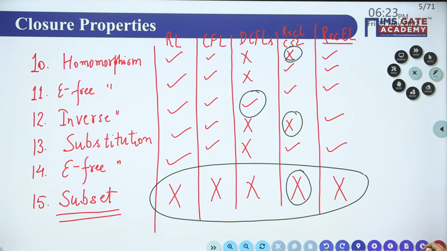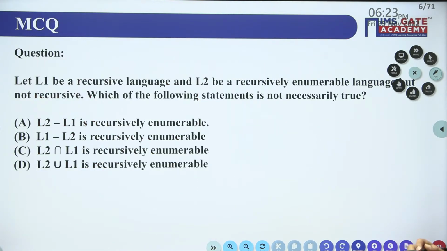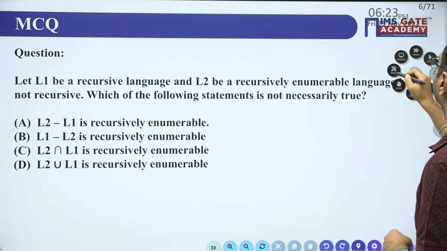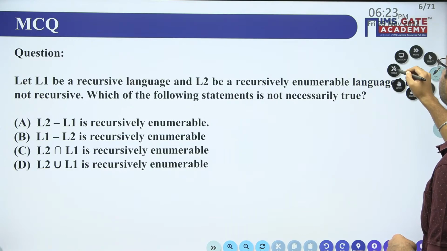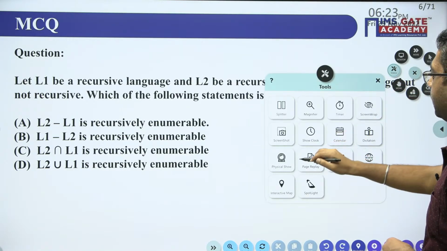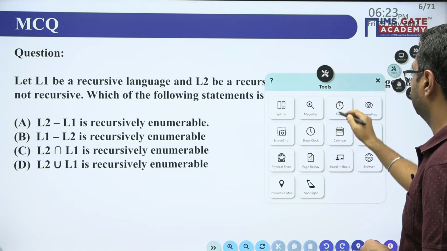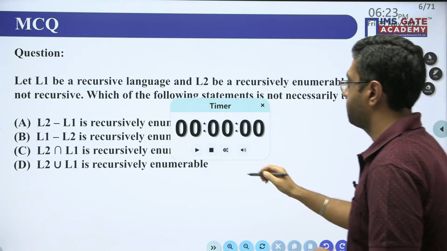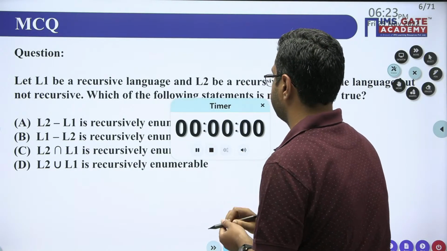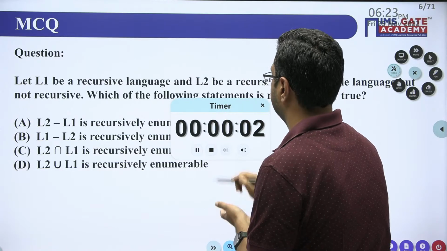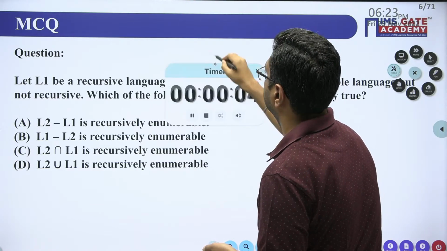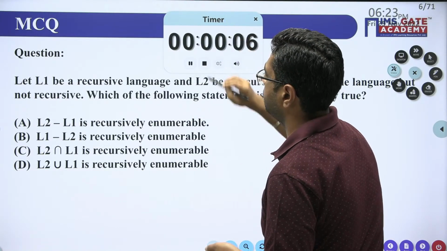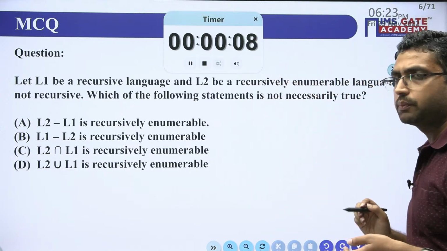So let's see the first question for today. Here is the question, and I'll again give you 2 minutes to solve it. Let me set the timer. It's an MCQ question and you have 2 minutes to solve this.